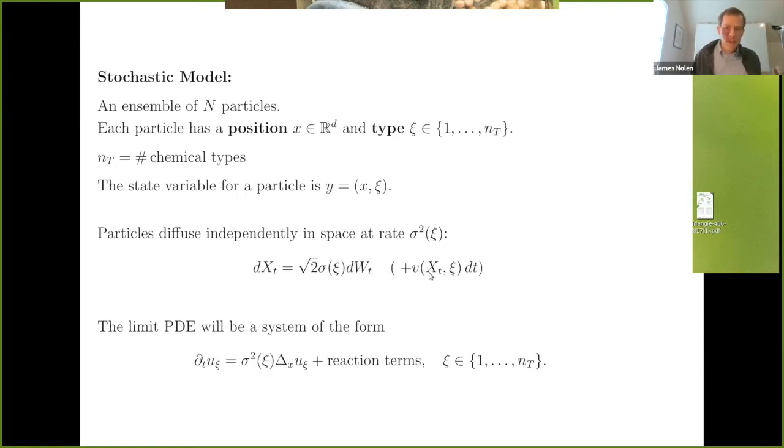You could also add some drift here that's dependent on type, or even our current work includes the possibility of some McKean-Vlasov type interaction where the drift depends on the empirical measure of all the particles. But for simplicity, let's suppose that each particle is driven by independent Brownian motion. So naturally, in the limit as the number of particles goes to infinity, we'll obtain a PDE which has a diffusive term. So the component associated with type C will have a diffusion term, perhaps the diffusivity depending on the type.